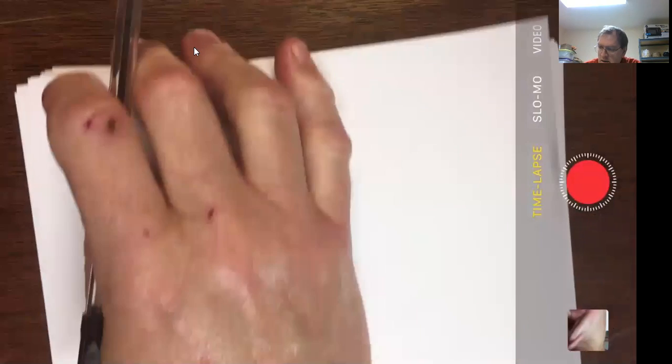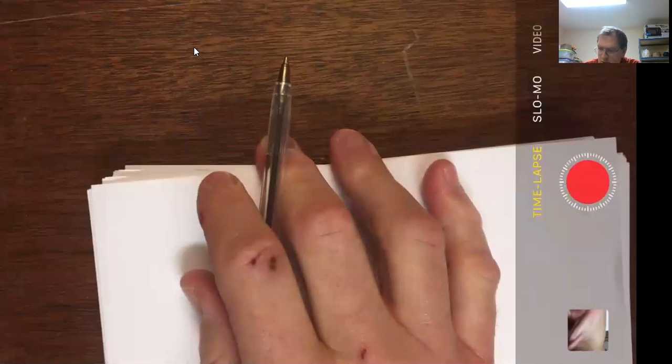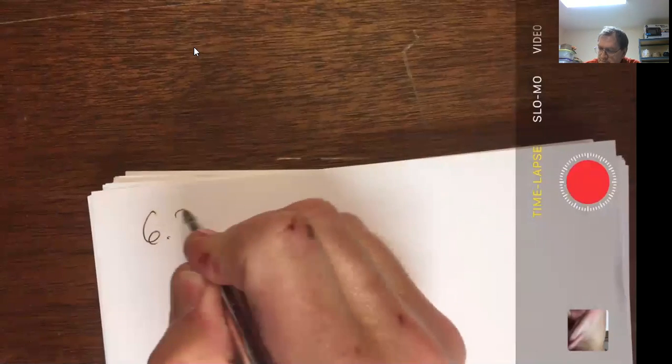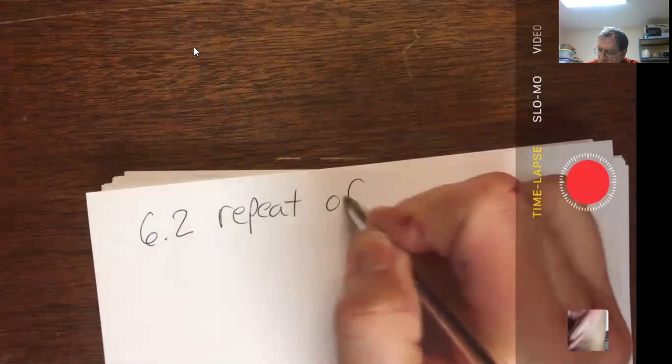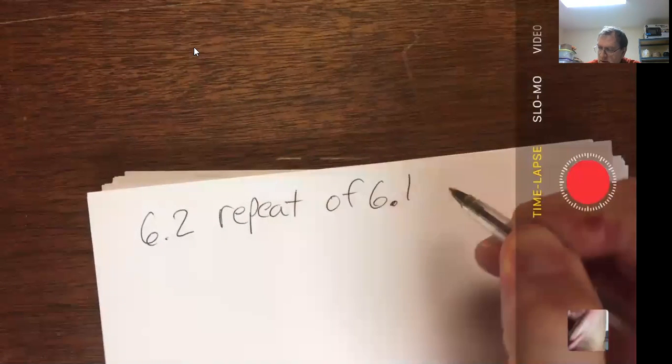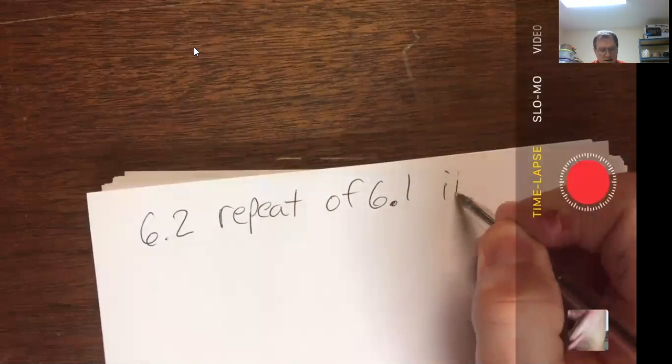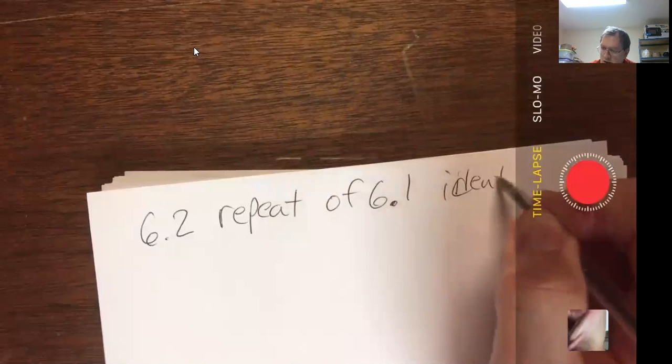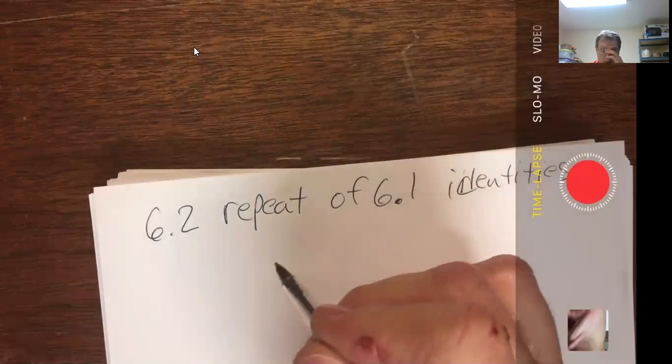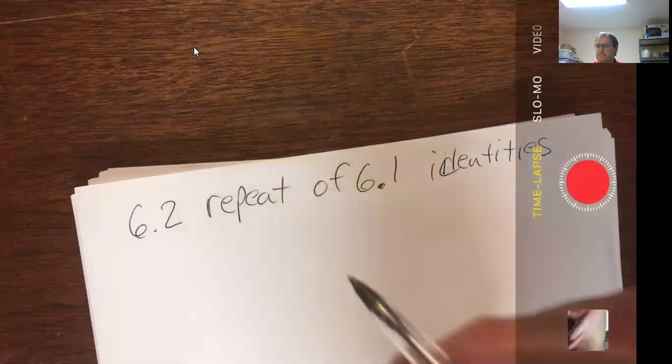Section 6.2 is pretty much a repeat of 6.1 identities. They show this on page 511 at the bottom.